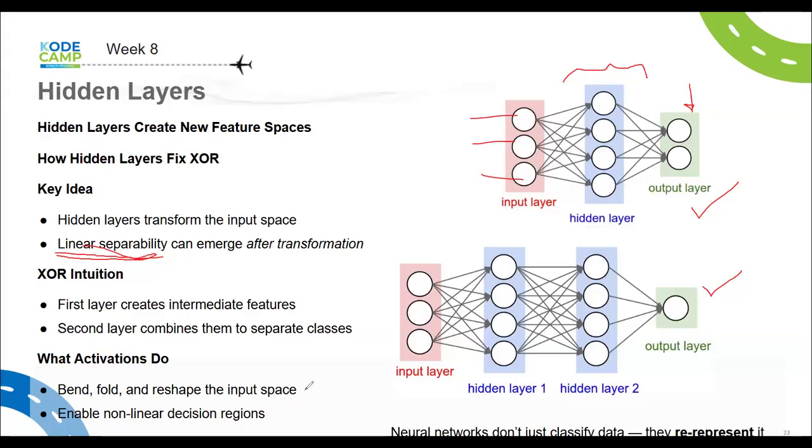So what the activation function does in this whole thing is it helps to bend and fold and reshape that input space into a place where the linear decision boundary can actually separate. So it enables nonlinear decision regions. The other interesting thing is that in the process, a neural network is not just classifying the data, it's actually changing the way the data is represented. It re-represents it. And that's what we mean when we say representation knowledge.